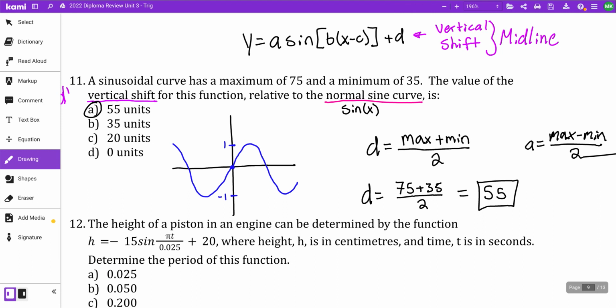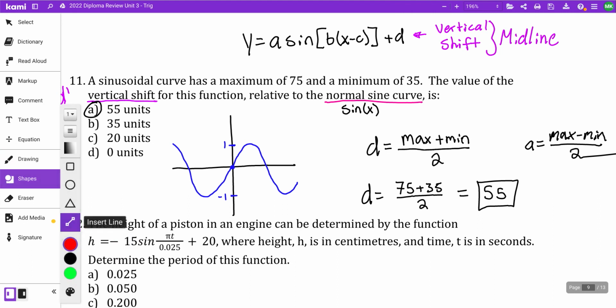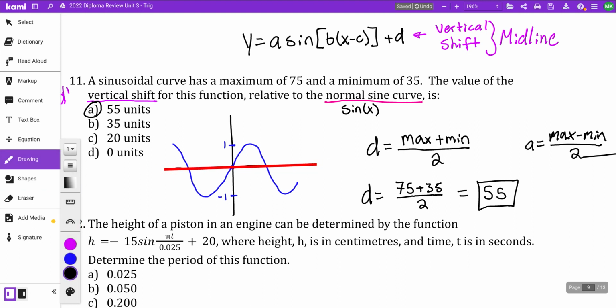Okay, another way you could do that without the formula is you could take your mother function and you could think of where the midline on your mother function is. So your midline on your mother function is right here. It's at 0. And then you could figure out where the new one was by a vertical shift, right? Like where did it go up to?